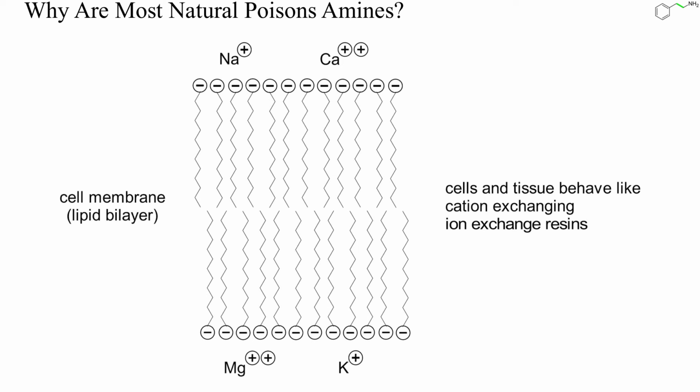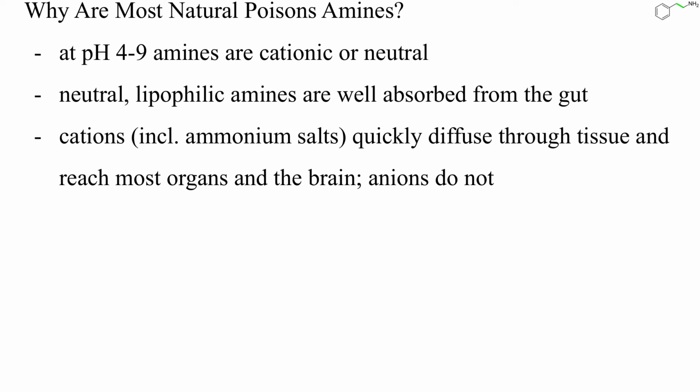Cations can move freely between cells and diffuse into any tissue, while anionic molecules are far less mobile. In order to be orally available, compounds must at least be slightly soluble in water and devoid of positive or negative charge. At physiological pH, amines are either neutral or positively charged, and lipophilic amines are therefore orally available.